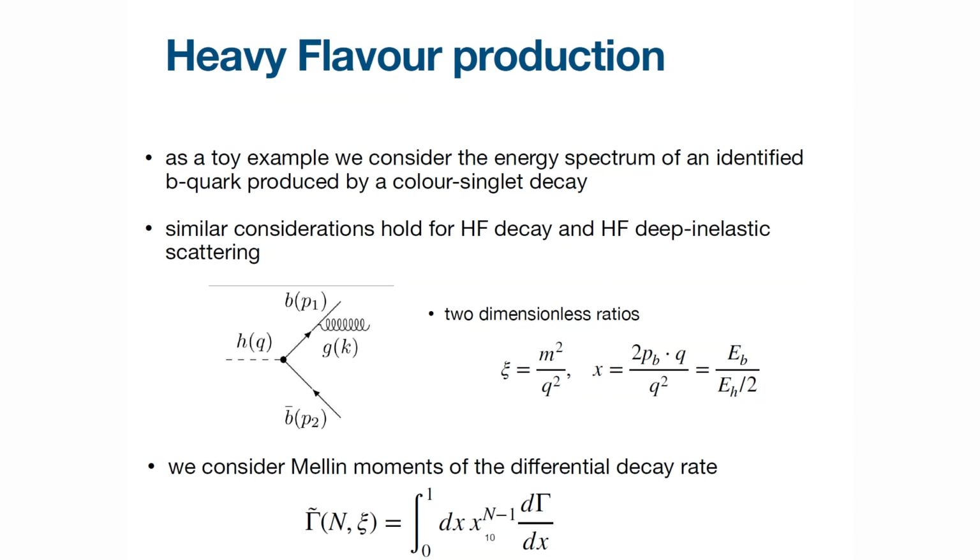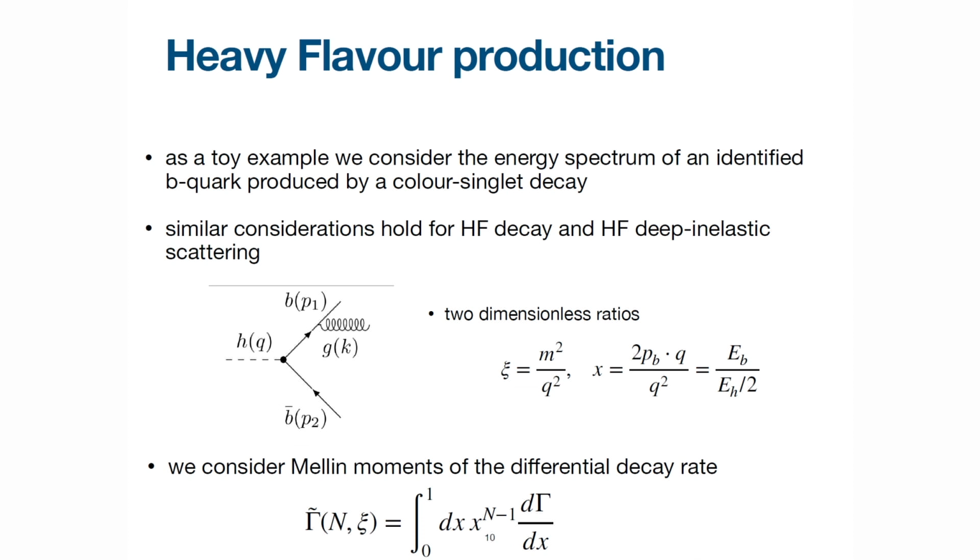So for this discussion, I will focus on a simpler process, so no jets, and I consider the decay of a scalar color singlet particle, a scalar in this case, but you can do the same with the Z, into a B B-bar pair. And I'm going to define two dimensionless ratios: the mass of the B divided by the hard scale squared, and then this x variable, which is what you usually study in fragmentation function approaches, which essentially measures the energy of the B with respect to half of the energy of the decaying particle in the center of mass frame of the decaying particle.